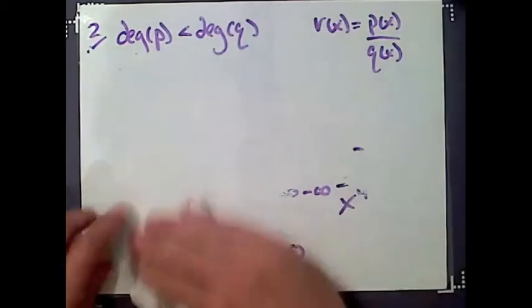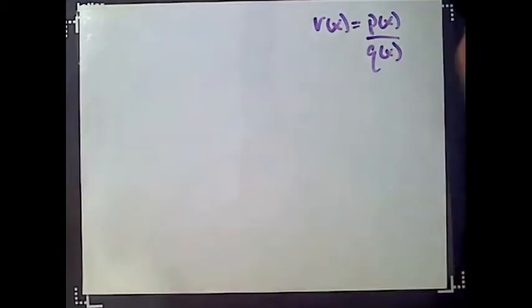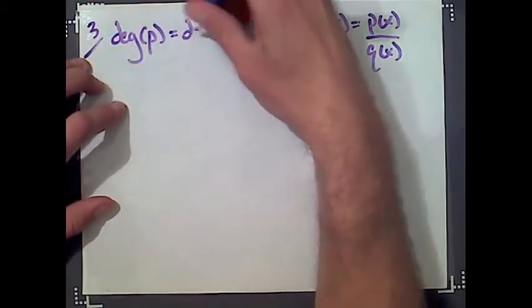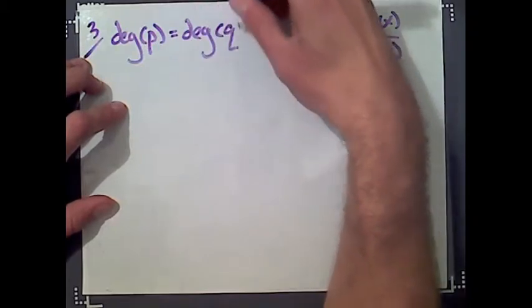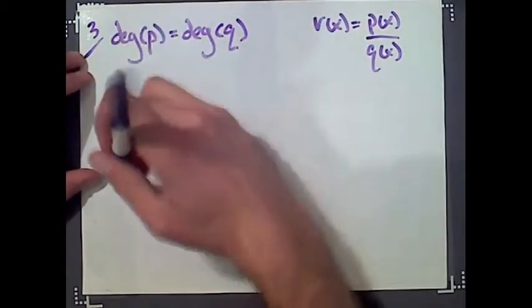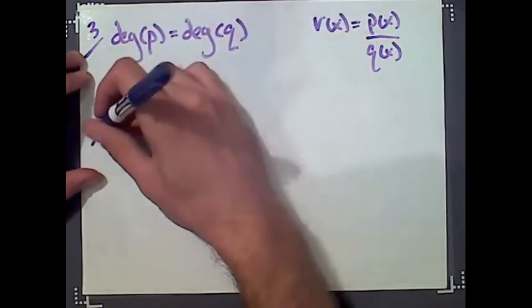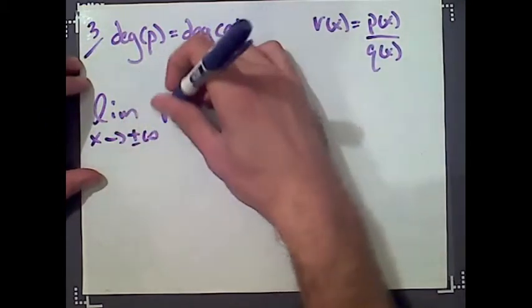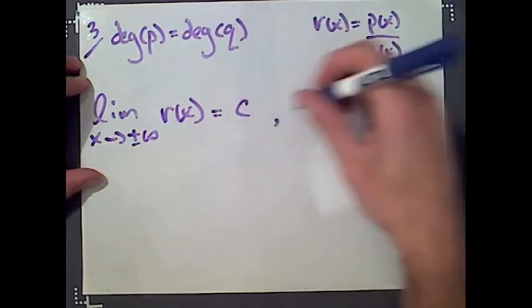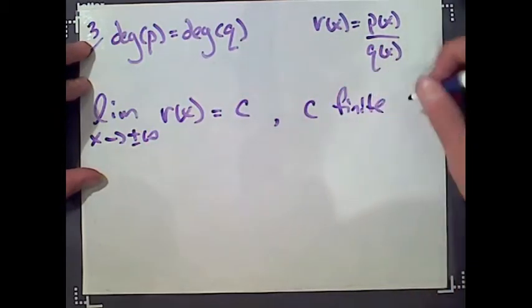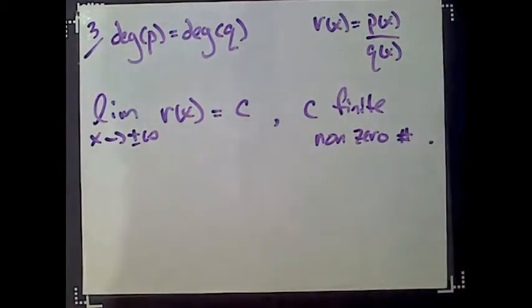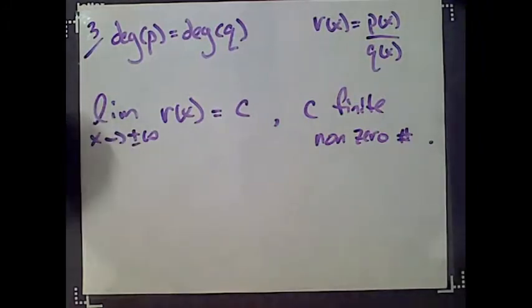Case number 3 is when the degrees are equal. In this case, the limit is going to be some finite non-zero number, equal to c, so c is a finite, not infinity, non-zero number. We get this number again by just considering the highest power terms in the polynomials.